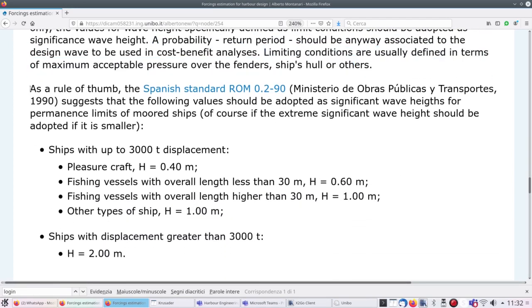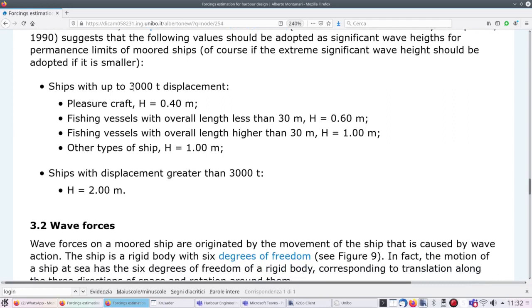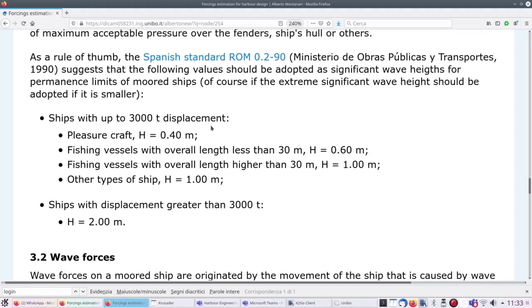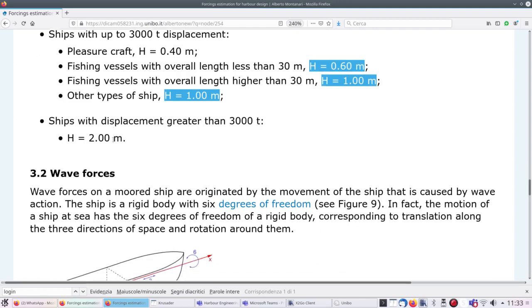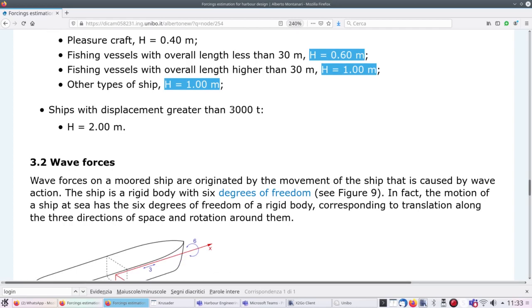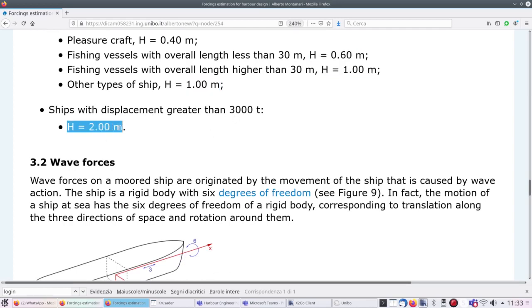So, a rule of thumb for limiting conditions is given here, again from the Spanish standard. For ships with displacement up to 3,000 tons, a limiting condition could be, for a pleasure craft, a wave height of 0.4 meters. For fishing vessels, the limiting condition may be a wave height from 0.6 to 1 meter. For other types of ships, it's precautionary if you take a limiting condition of wave height of 1 meter. If you have ships with displacement greater than 3,000 tons, you can extend the limiting condition to 2 meters.